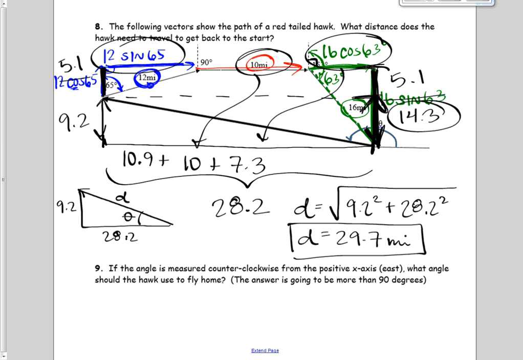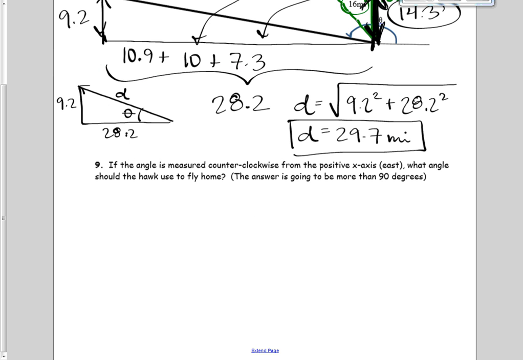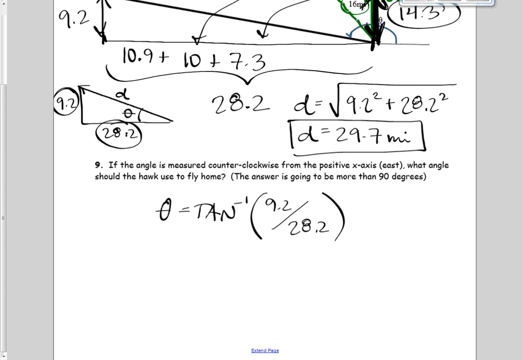Now, the angle I'm interested in, just like in a couple of the other problems we've done, I'm going to use tangent because this is the opposite side, this is the adjacent side. So theta is going to be the inverse tangent of the opposite side divided by the adjacent side. Put that in. 9.2 divided by 28.2. The inverse tangent of that is 18.1.